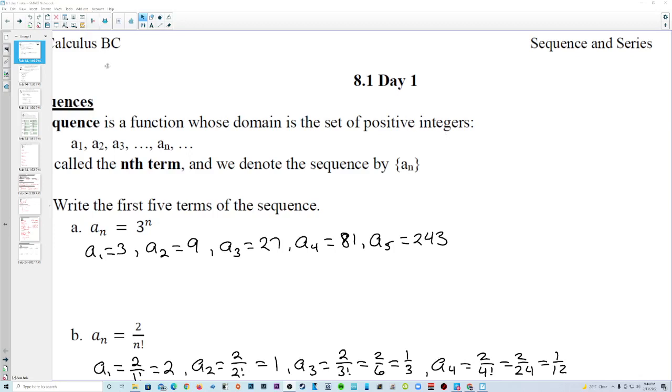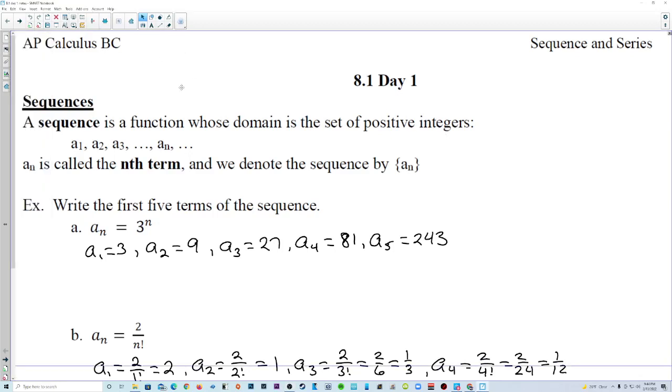This is section 8.1, day 1, and we're looking at sequences. A sequence is a function whose domain is the set of positive integers. So in other words, you plug in 1, then 2, then 3, then 4, and 5, and so on. So the set of positive integers. A sub n is called the nth term, and we denote the sequence by using these curly brackets.